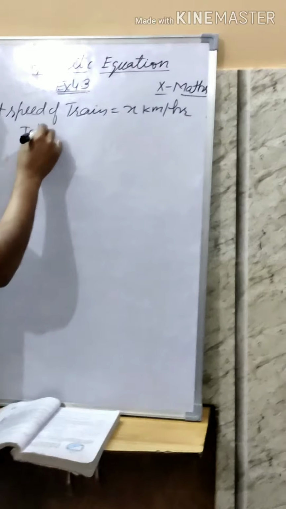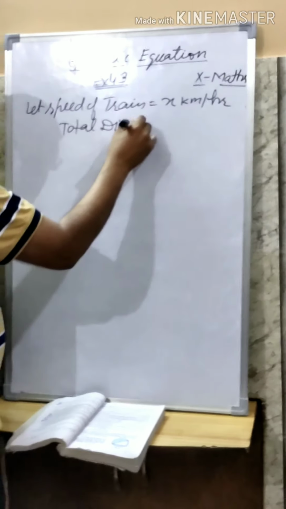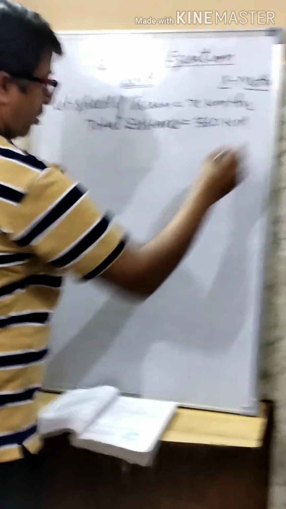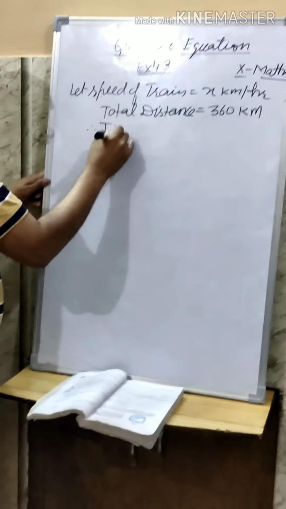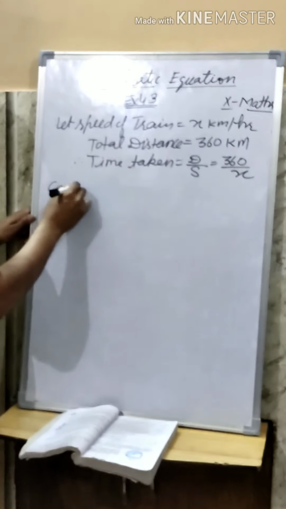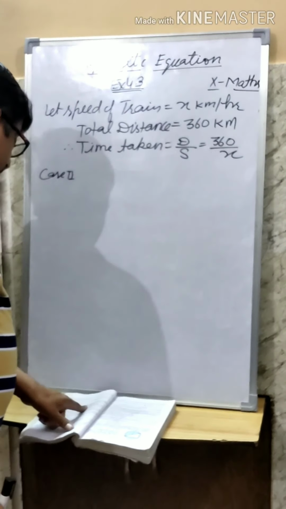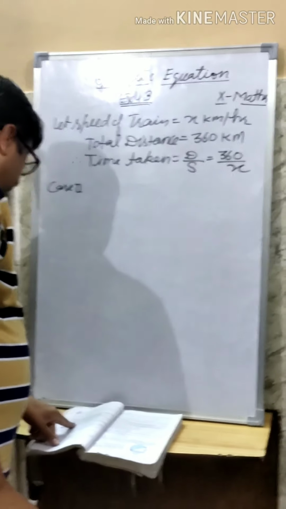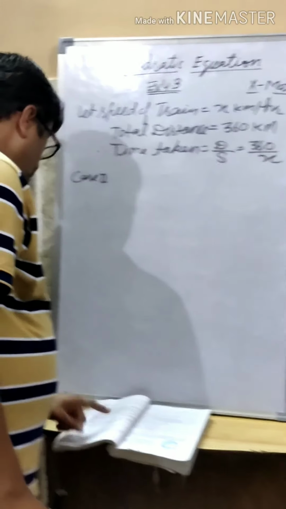So total distance is equal to 360 kilometer, and therefore time taken by train, that is distance upon speed, 360 upon x. Clear this? It was case first. Now in case second, what is it saying? If this speed is 5 km per hour more, then it takes less time by how much time? By 1 hour. Clear this? 1 hour less than the previous time.